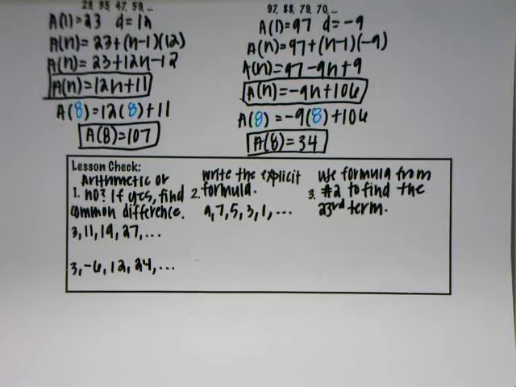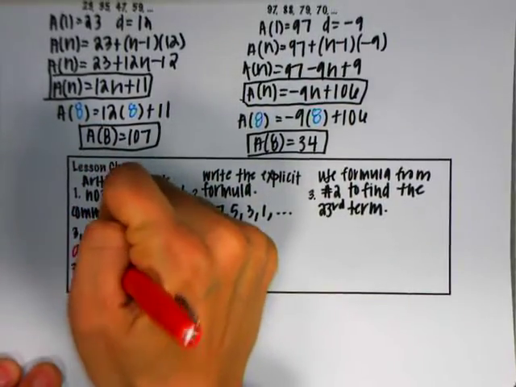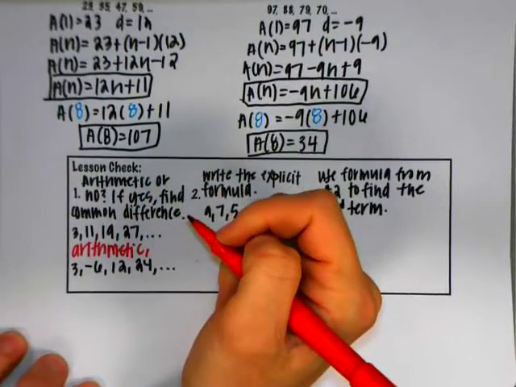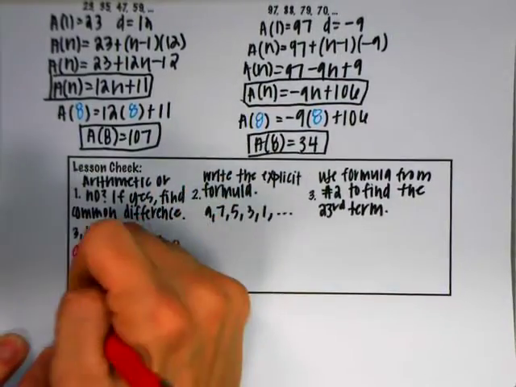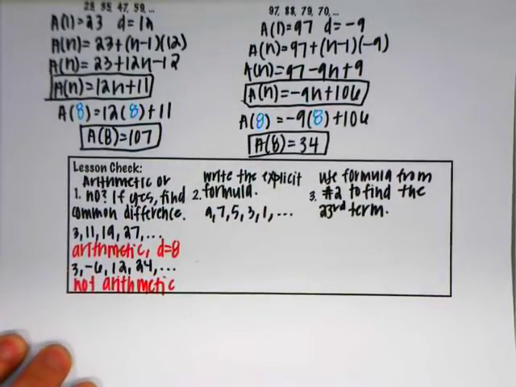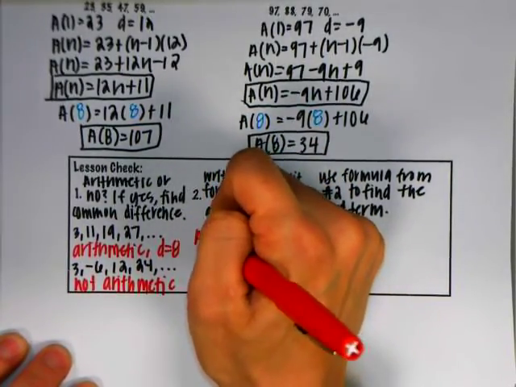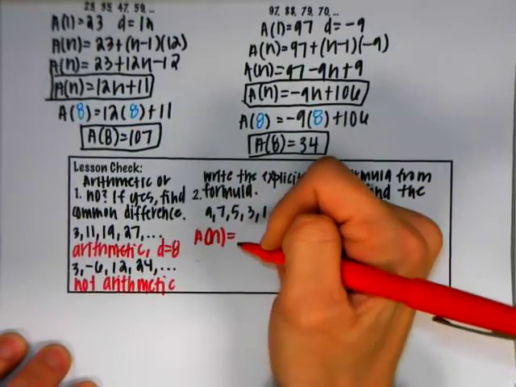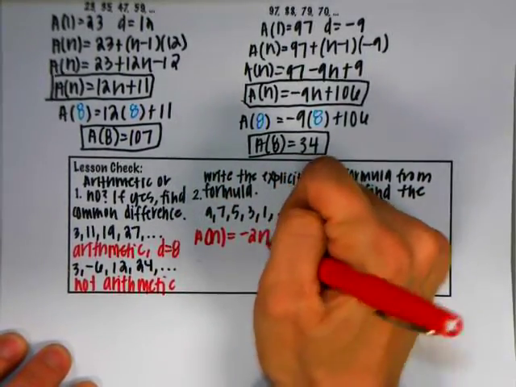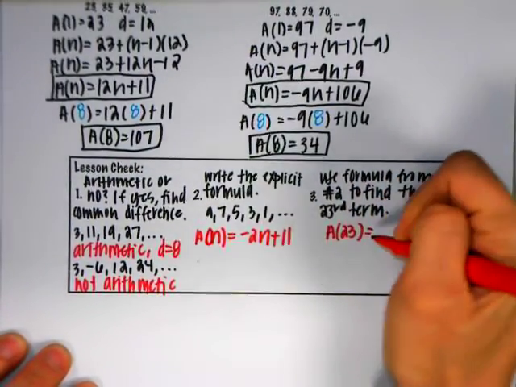Alright guys, your answers. The first one is arithmetic, and d equals 8. The second one's not arithmetic. Number 2 is a of n equals negative 2n plus 11. And then a of 23 equals negative 35.